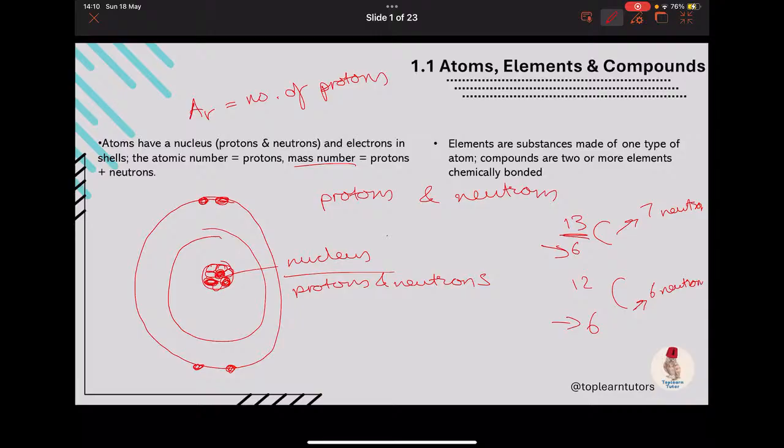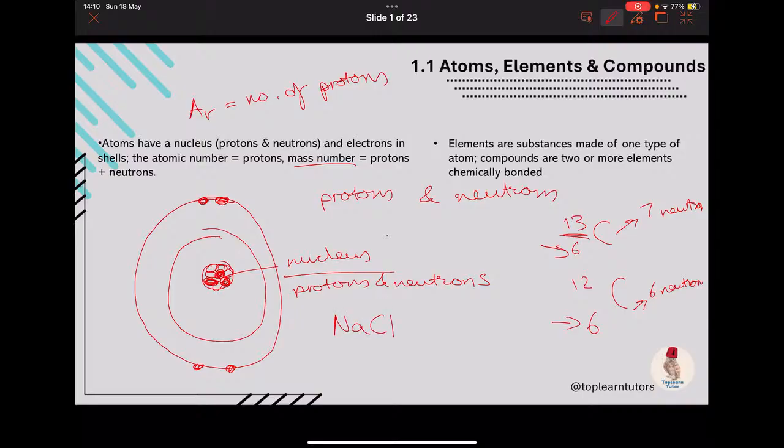Now, elements are substances made of one type of atom. So gold is made up of many millions of gold atoms which are together. Now, compounds are two or more elements which are chemically combined or bonded, such as salt. Salt is NaCl, sodium chloride.